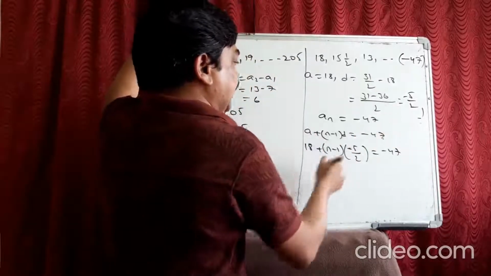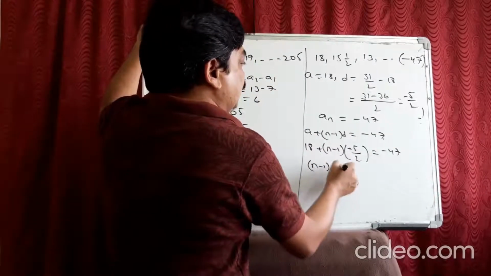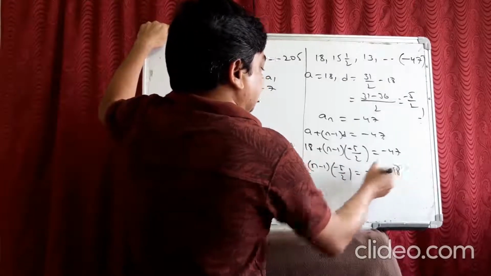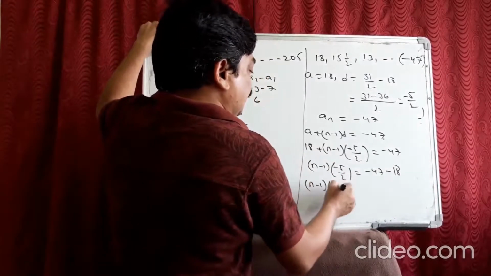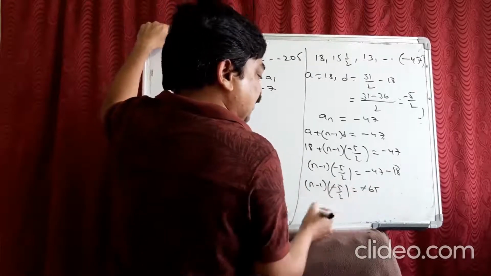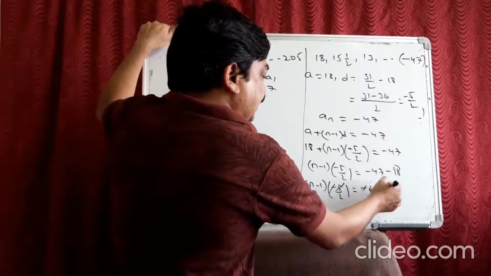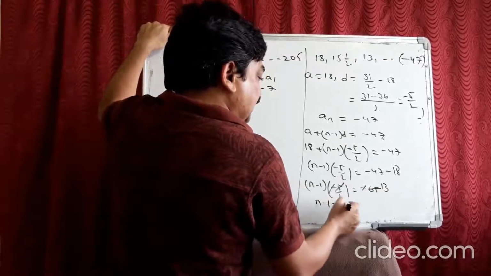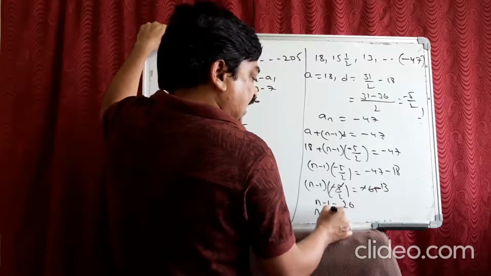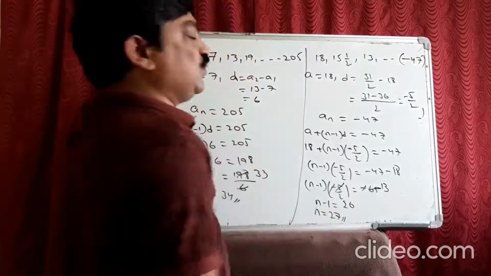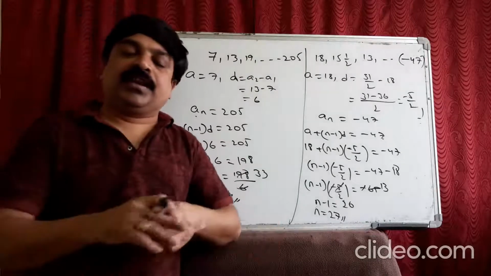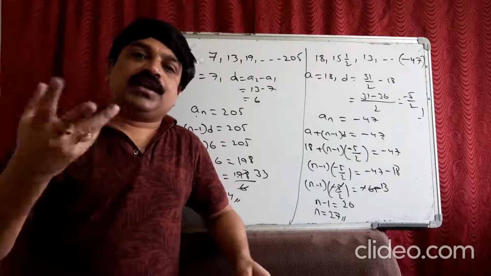Now bring 18 to that side. N minus 1 into minus 5 by 2 is minus 47 minus 18. So N minus 1 into minus 5 by 2 becomes minus 65. You can cancel minus. You can cancel 5 with this 65, 13. N minus 1, cross multiply by 2, it becomes 26, and N becomes 27. There are 27 terms. Pause the video and check them properly. The rest of the problems I will upload in the next video. Okay.